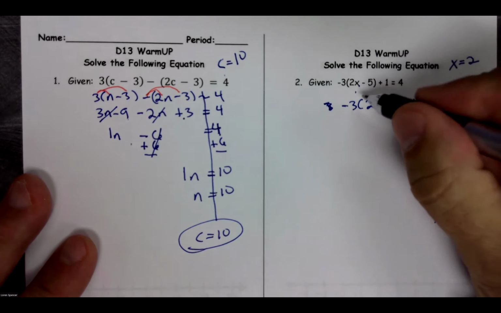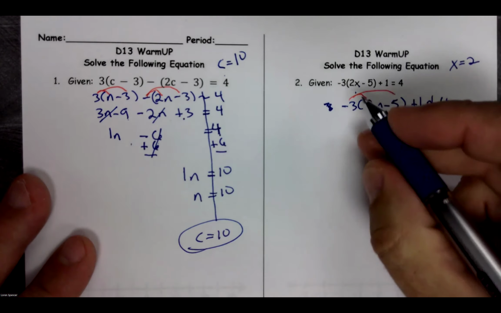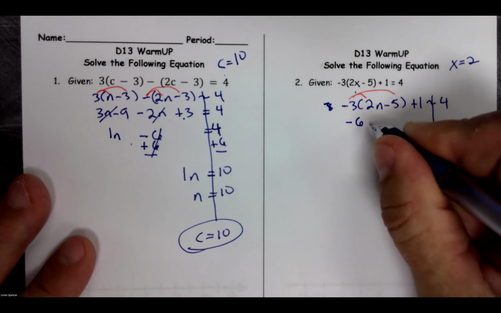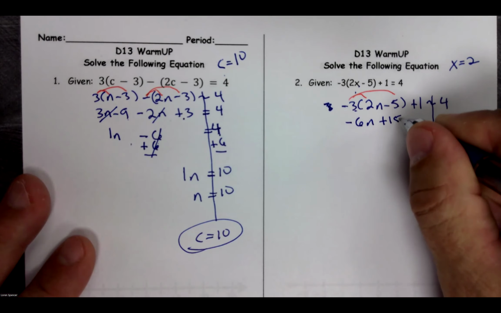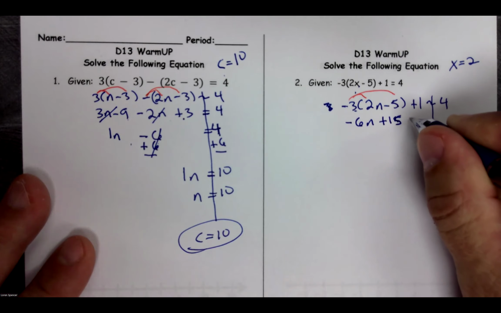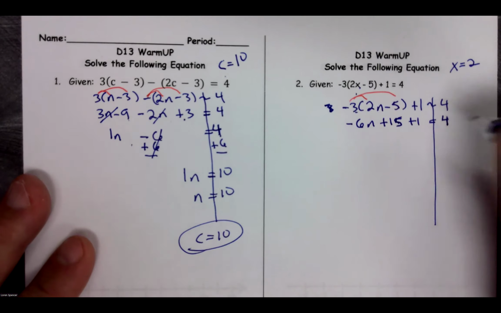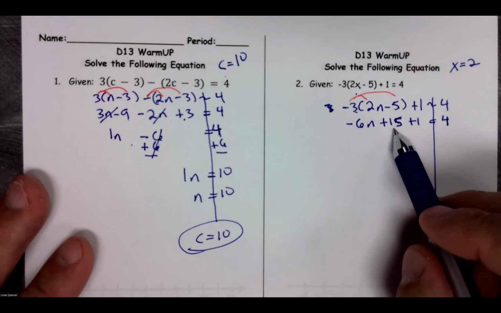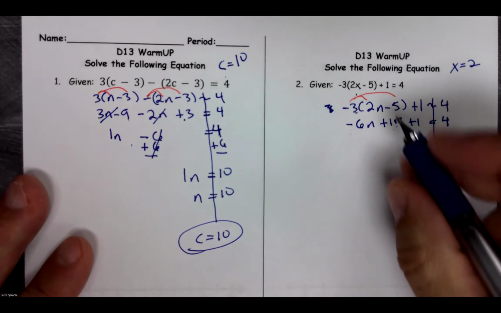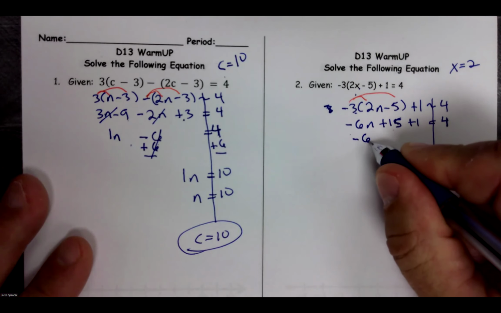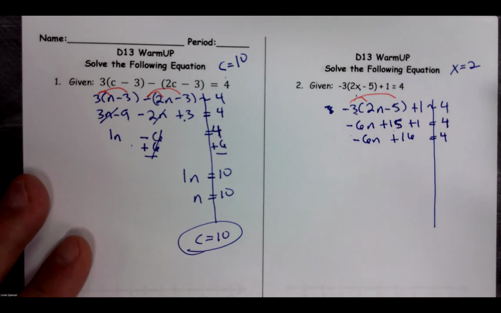We're going to have to distribute. And now we have negative 6n plus 15. 3 times 5 is 15, and a negative times a negative is a positive. All right. So combining like terms, nothing to combine with the n's, but we can combine the 15 and the 1. So this is negative 6n plus 16 equals 4.